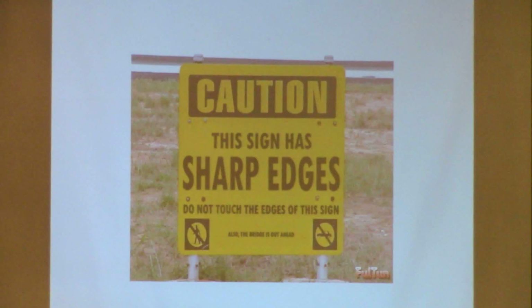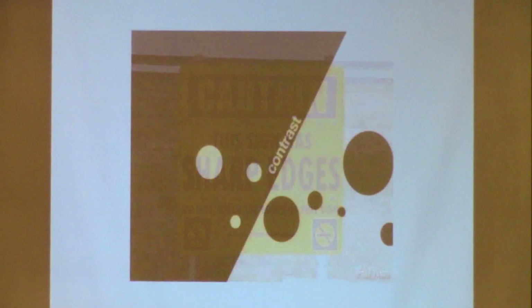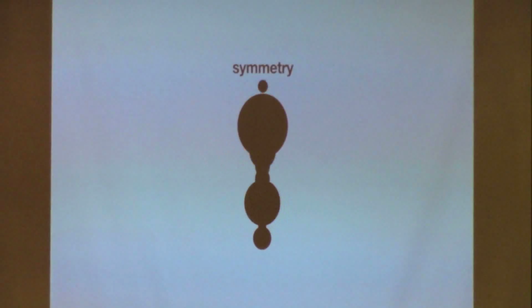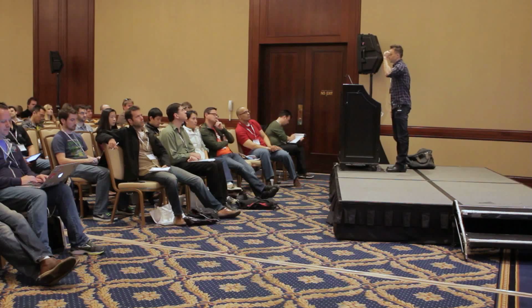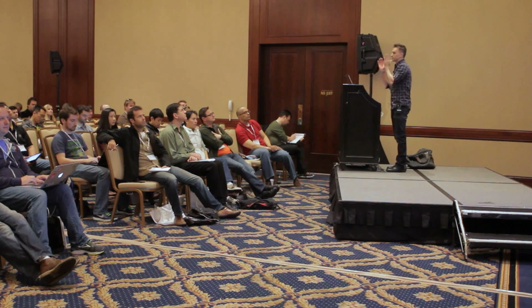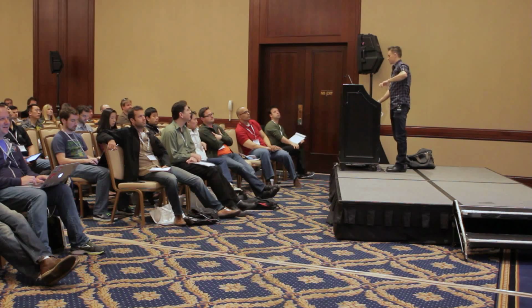And I thought this was funny. Down at the bottom it says, also the bridge is out ahead. So it's kind of funny. Okay, so we have contrast down. Symmetry. Symmetry is used a lot when it comes to architecture. And it provides a nice balance. But symmetry means it's exactly the same. The left is the same as the right, maybe it's the same as the top, same as the bottom.